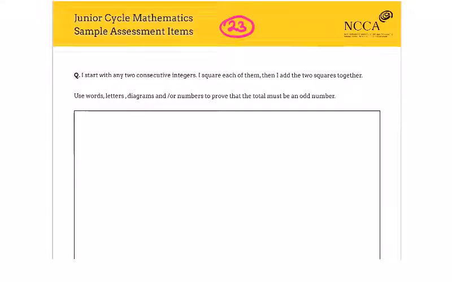So assessment item number 23 with no numbers in it. People hate these questions, but let's just keep it simple. I start with two consecutive integers. What do we call our unknowns in maths? X and Y.